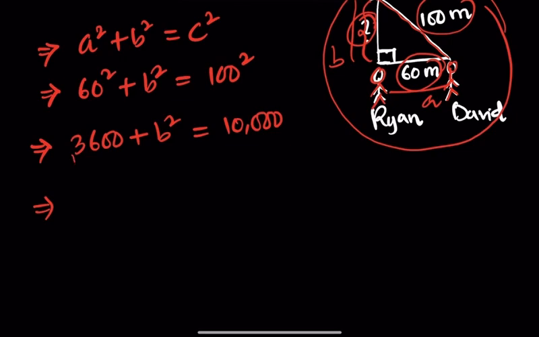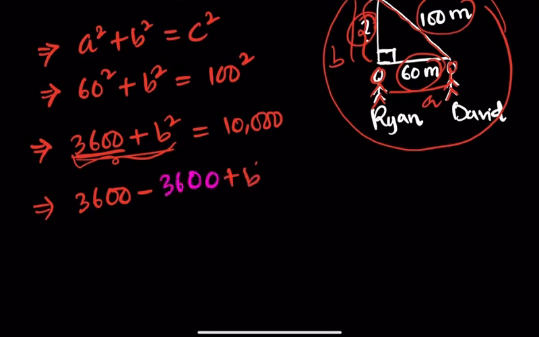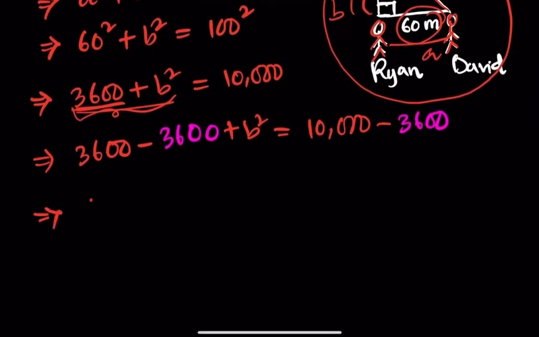Since we just want the value of b on this side of the equation, first thing first, we want to remove this 3600 from here. To do so, subtract 3600 from both sides of the equation, which is 3600 minus 3600 plus b squared is equal to 10,000 minus 3600. This gives us b squared equals 10,000 minus 3,600, which is 6,400.